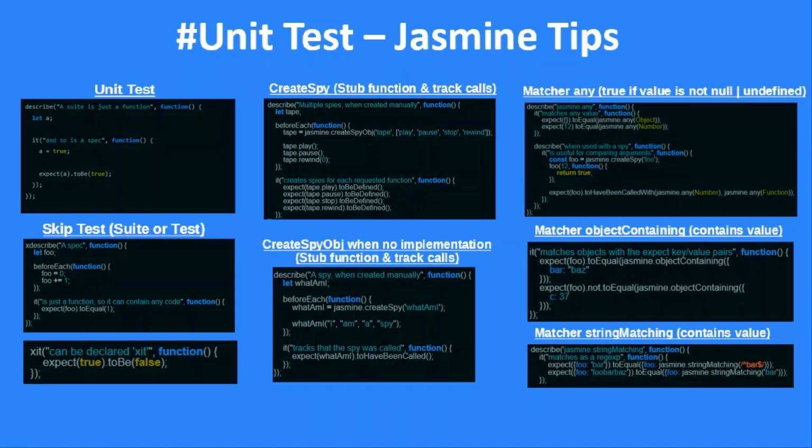You can use createSpy to create a spy function to stub your function and track the number of calls. You can use createSpyObj when the function implementation is missing and track the number of calls.